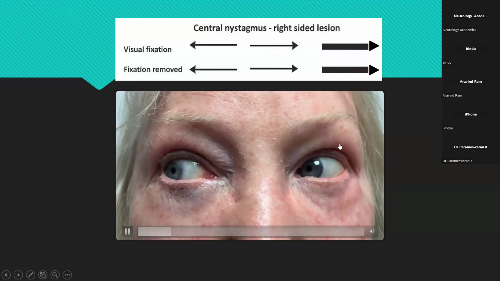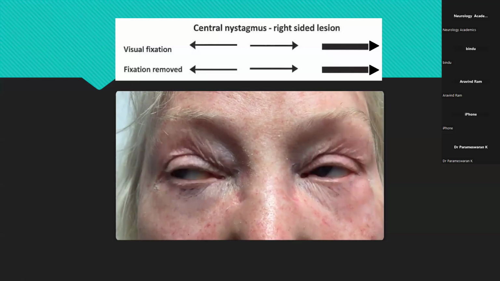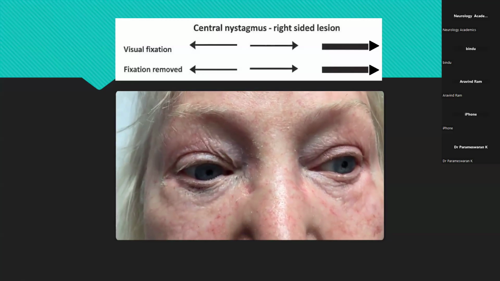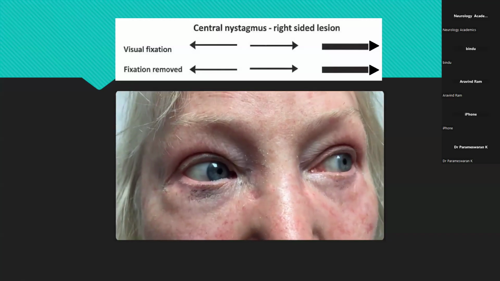Again, in this video, in right gaze, the fast phase is towards the right. And as the patient positions the eye in the primary position, or in the center, the fast phase is towards the left. There is a rebound phenomenon, where there is a reversal in the primary position as well.